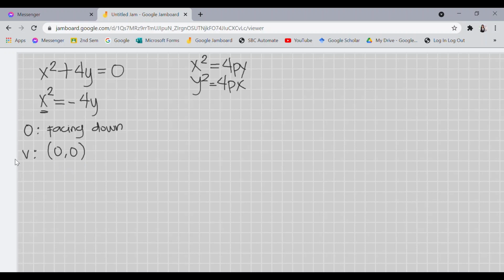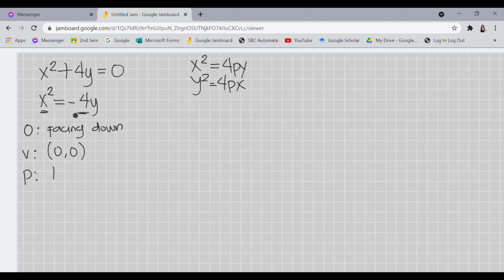Then, to solve for the value of p, since the length of the latus rectum is 4p, given with the value negative 4, we just divide this by 4 and we get negative 1. Or simply, the value of p is 1. It is always positive. So, 4 divided by 4 is equal to 1.